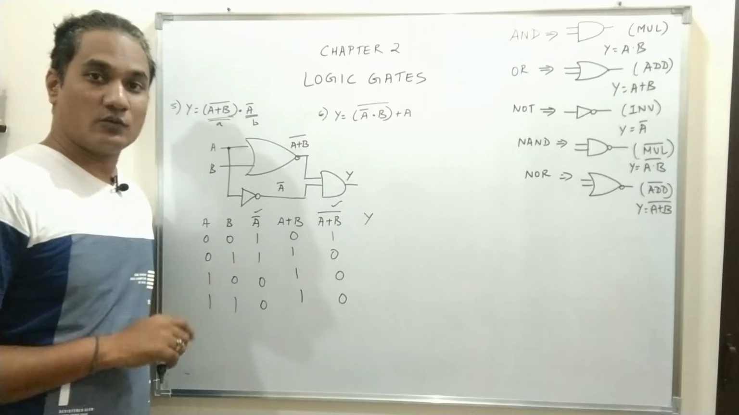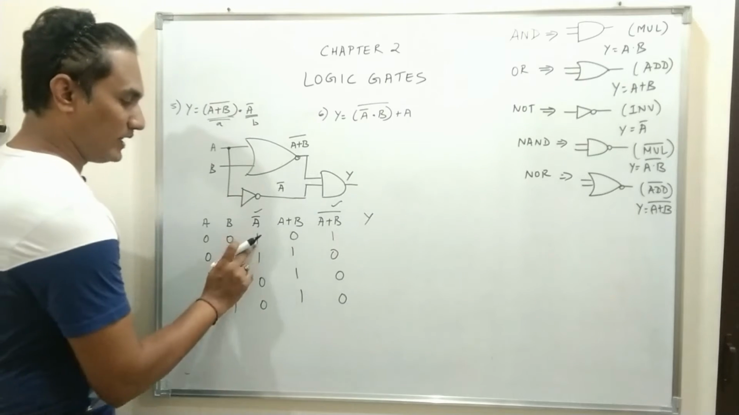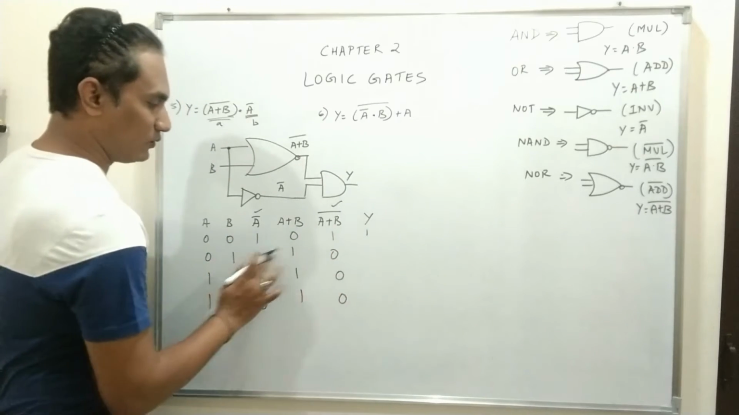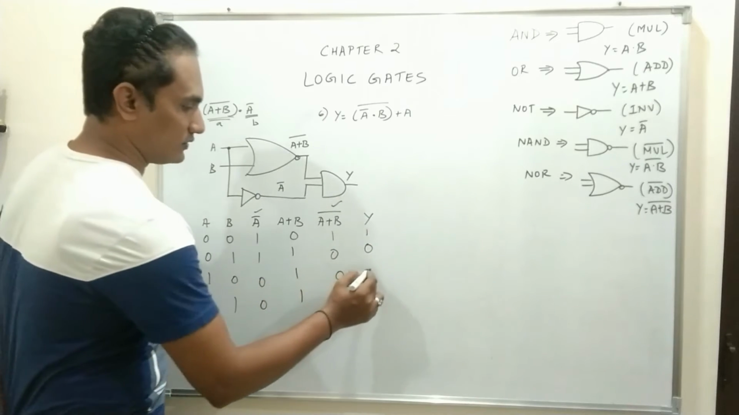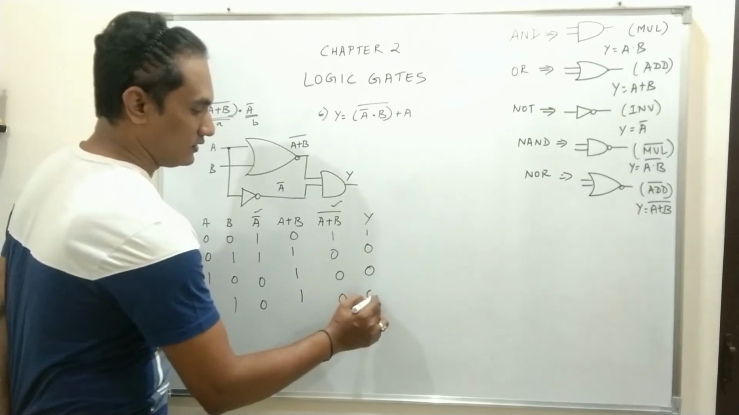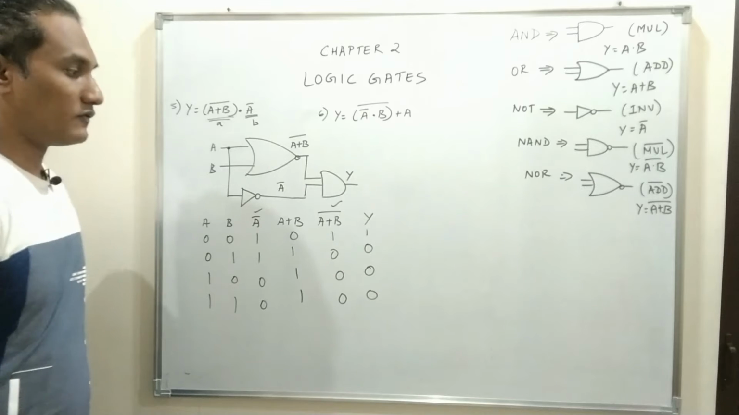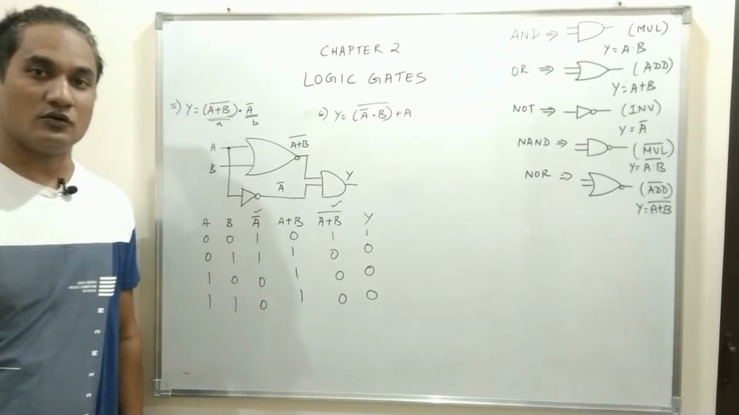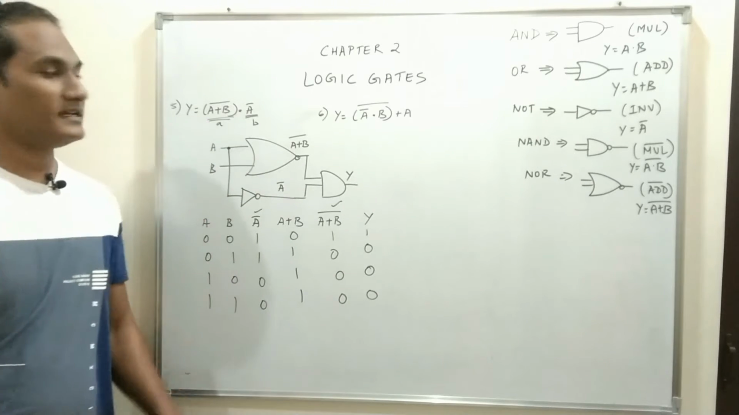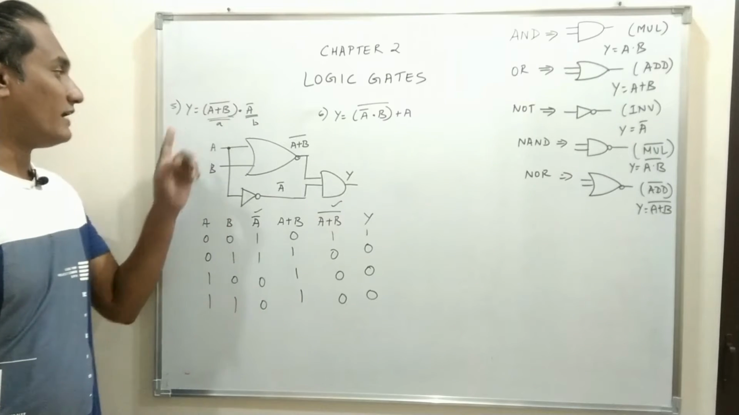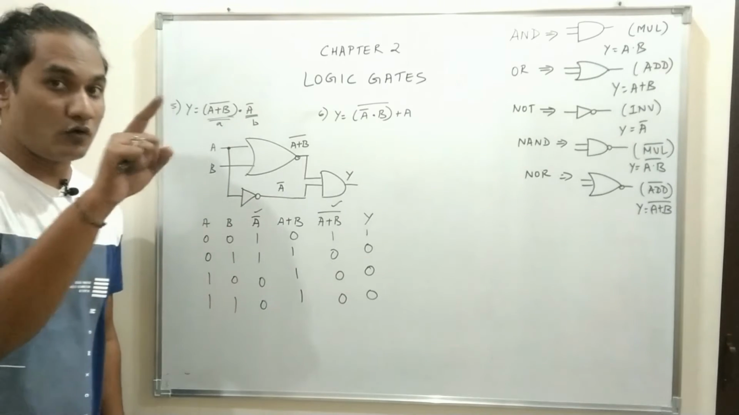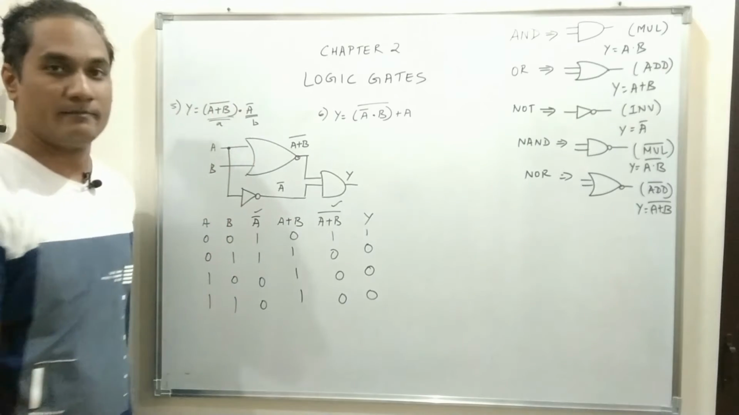When both the inputs are 1, the output will be 1. So 1 and 1, the output will be 1. 1 and 0, 0. 0 and 0, 0. 0 and 0, again 0. So output y is 1, 0, 0, 0 for this expression. For this example, y is equal to (a plus b) whole complement dot a bar.